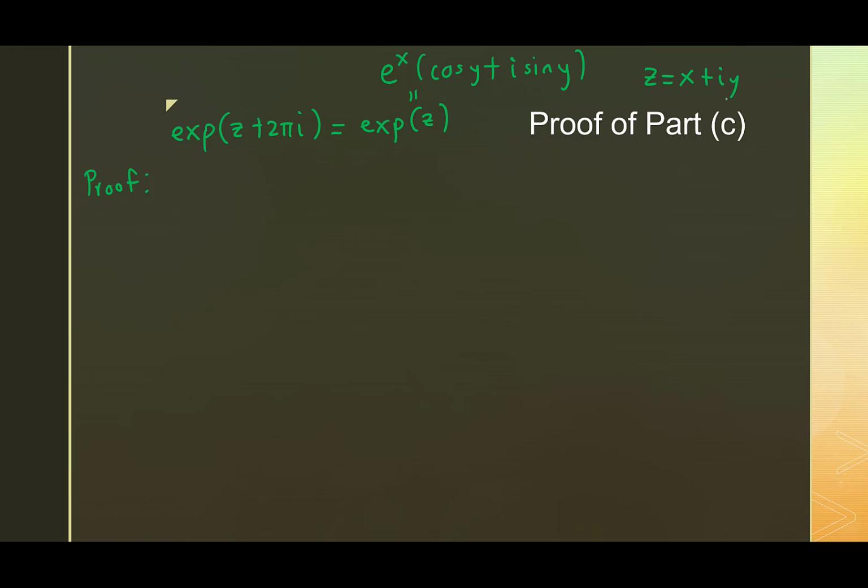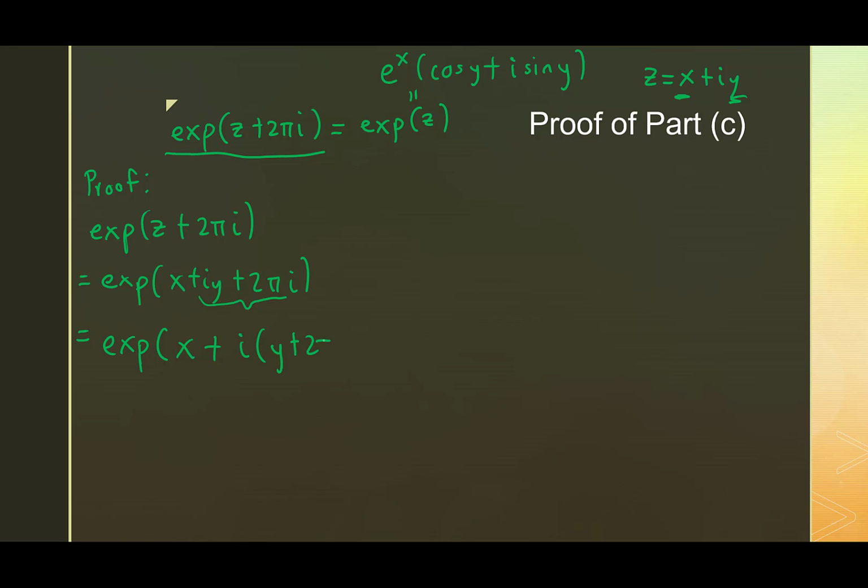Okay. So to prove that this equality holds, we're going to start with the more complicated side, like we usually want to do. So we're going to start with exp of z plus 2 pi i. And what we're going to do is rewrite z in terms of its real and imaginary components. Now we are going to factor out i from our right two terms. So this is exp of x plus i times y plus 2 pi. And now we are pretty much good to go to use our definition of the exponential.